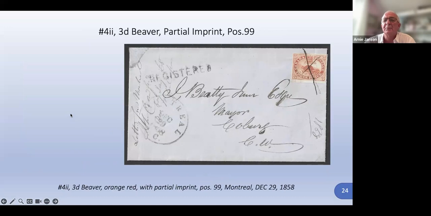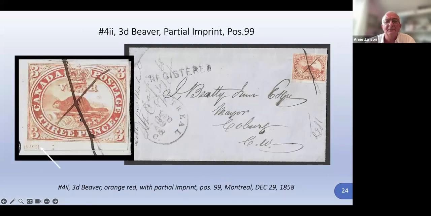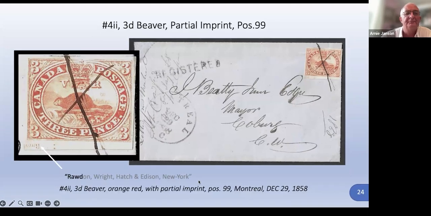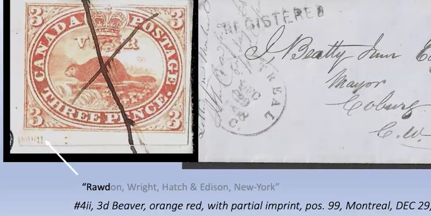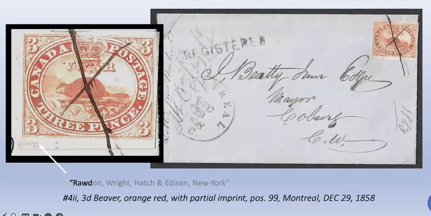Now, where were these stamps printed? In the US, by Rawdon, Wright, Hatch and Edson in New York. And the imprint on the bottom of this printing plate is upside down. And so it's in positions, this is position 99, and the rest of it continues on position 98.